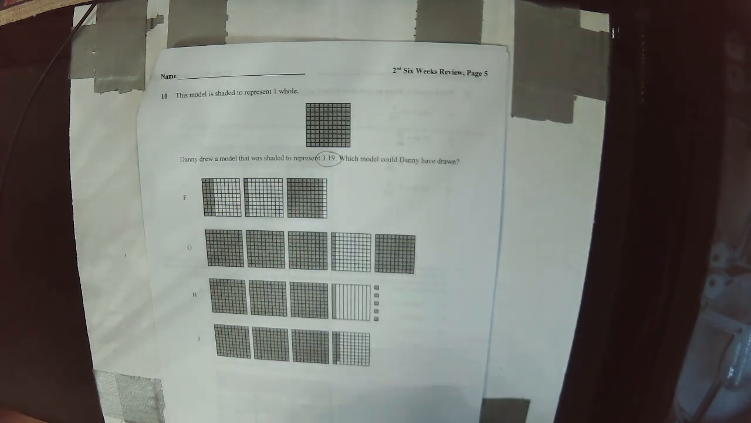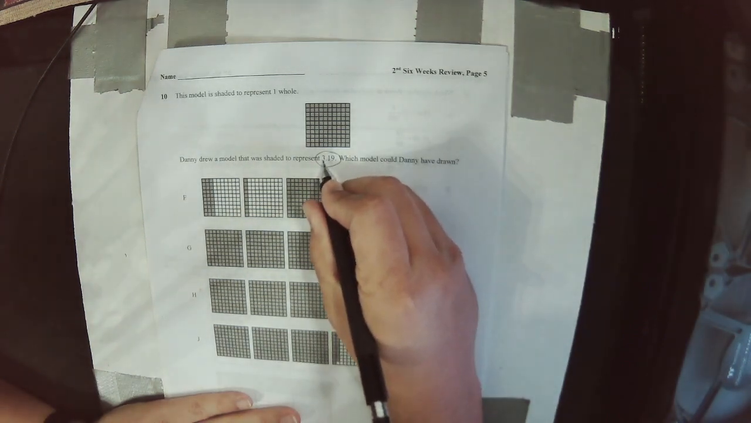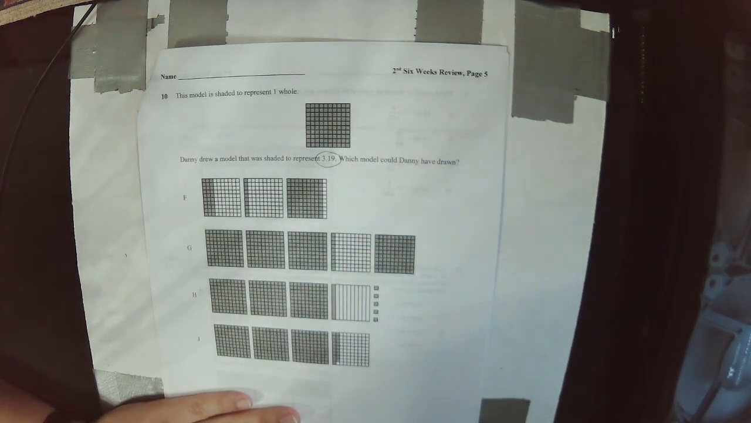Okay, 3.19. We had a question that was similar to this earlier, and I really love what Bailey said. I asked her before, do we need to have a number in front of our fraction? It was a fraction at the time. Bailey said, yes, we need to have a 3 because there are 3 whole models shaded in. Just like with that fraction, if there is a 3 in front of my decimal, I need to have 3 whole models shaded in. So the first thing I'm going to do is get rid of any answer choice that does not have 3 whole models shaded in.